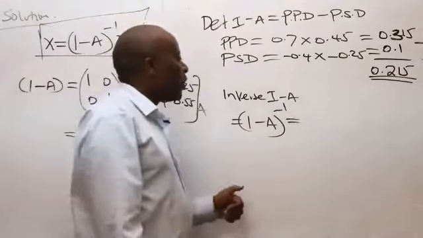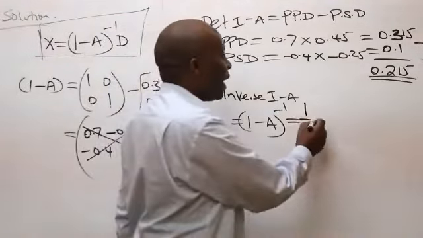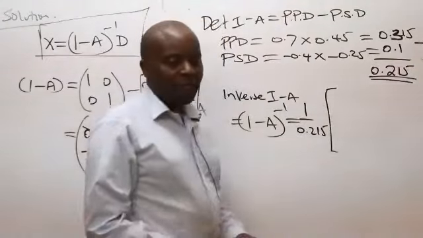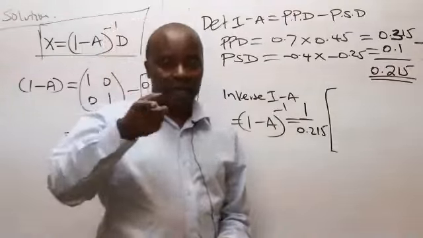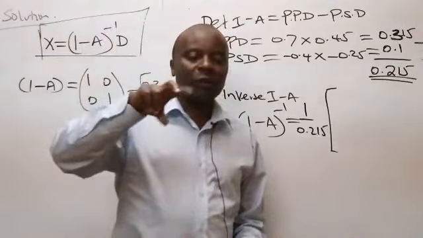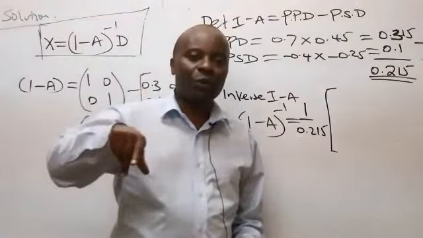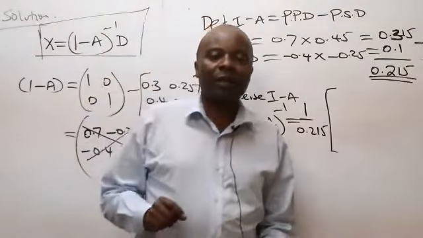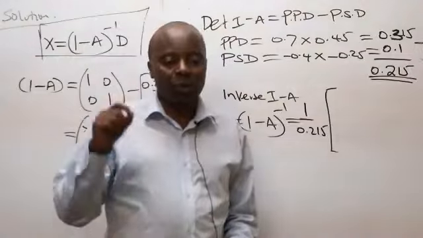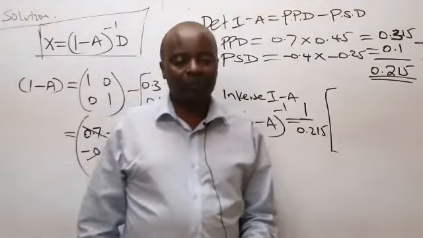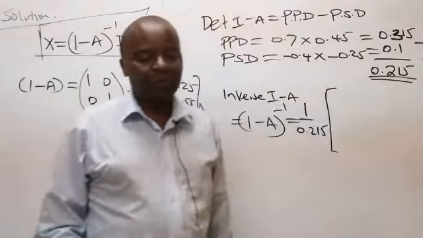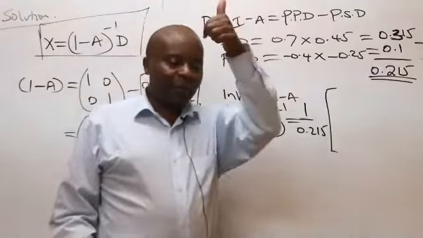So it means the inverse will be 1 over the determinant, into, while inversing, what is it that we normally do for primary diagonal elements? What do we normally do with them? We swap them. Thanks, Gertrude.